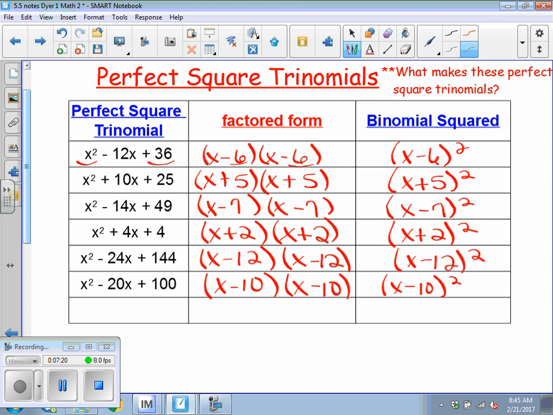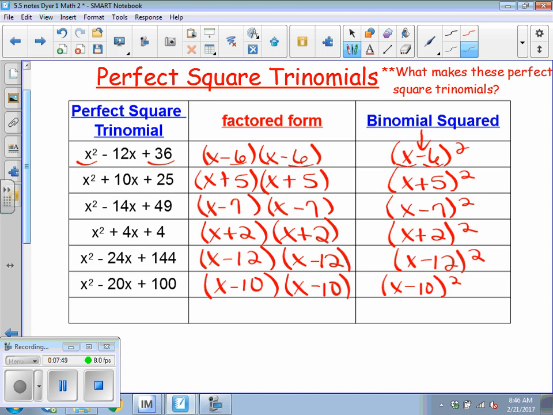Positive, positive. So if we're going to skip this step, if we're going to go straight from this step to this step, my first term right here is the square root of my first term. My second term is the square root of my last term. And this sign right here is determined by that. Everyone see that? Everyone see that pattern?